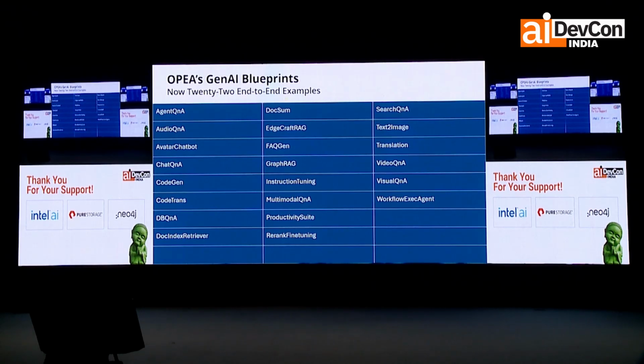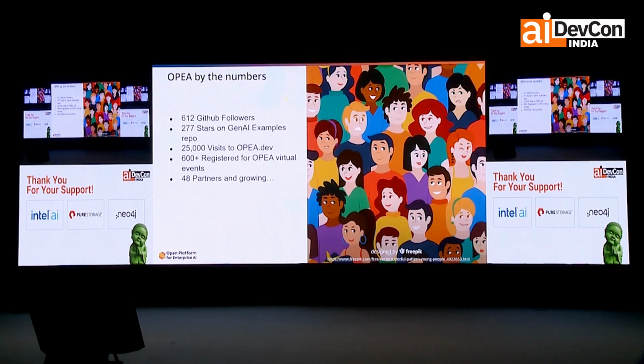Agent QA, Audio Q&A, Avatar Chatbot, Chat Q&A, Code Gen, Code Trans, DB Q&A, whatnot. Everything is here. These blueprints provide predefined workflows enabling organizations to quickly adopt and implement AI applications for specific use cases. They reduce the development complexity, increase productivity, and accelerate the deployment of AI-powered solutions. Where can I get all these? Yes, I'm coming to it shortly and I will show you that as well.